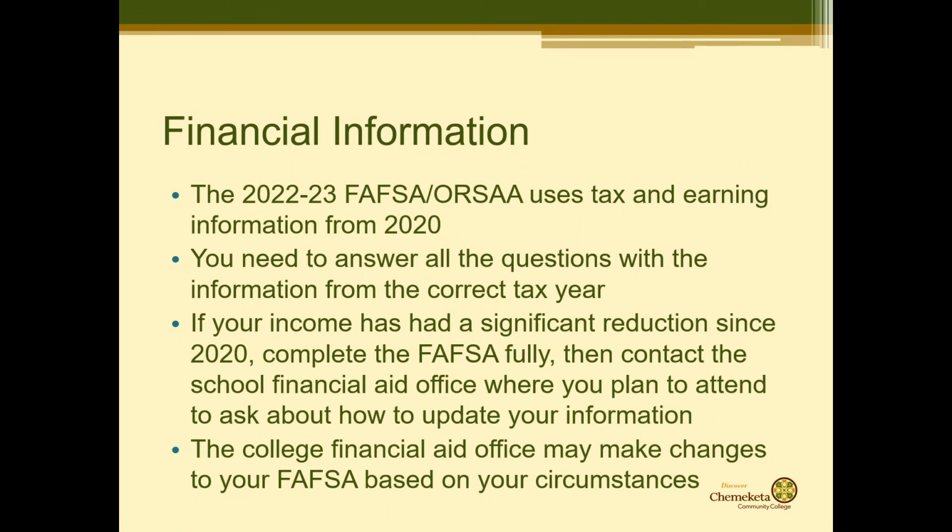You will use your 2020 earnings and tax information when completing the 2022-2023 FAFSA or ORSA. You must use your 2020 tax data when answering all questions. If your income has changed significantly since 2020, you fill out the FAFSA or ORSA completely, and then you should contact your financial aid office to ask about how to report that you've had a change in income. You cannot report these changes yourself. A financial aid administrator must review and document the circumstances and make any related changes to the FAFSA.